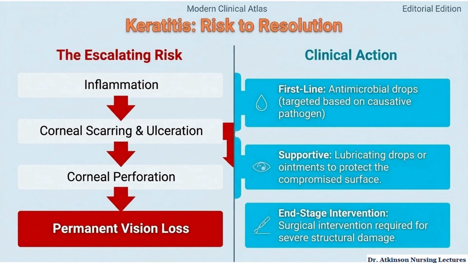Lubricating drops or ointments protect and soothe the compromised corneal surface. And for severe cases with significant structural damage, surgical intervention, corneal transplantation, may be the only way to restore vision. Your nursing role here is patient education about medication compliance and follow-up, and flagging any worsening symptoms immediately.